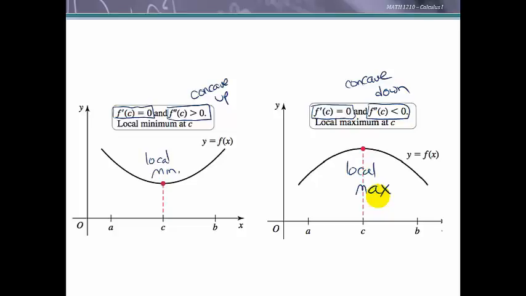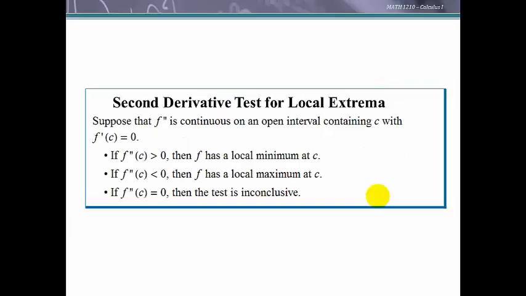So we can put this together and we can have our second derivative test. Suppose that the second derivative is continuous on an open interval containing c with the first derivative being 0. If the first derivative is 0 and we have this continuous function on the open interval, then if the second derivative is positive, that tells us concave up, so that tells us we have a local minimum because concave up. If the second derivative is negative, we have a local maximum because concave down.